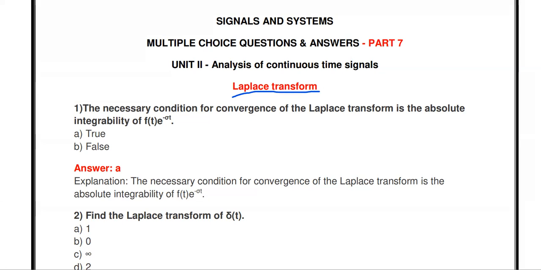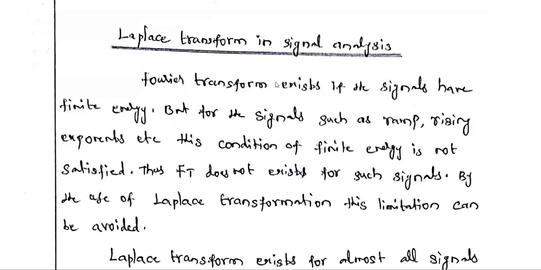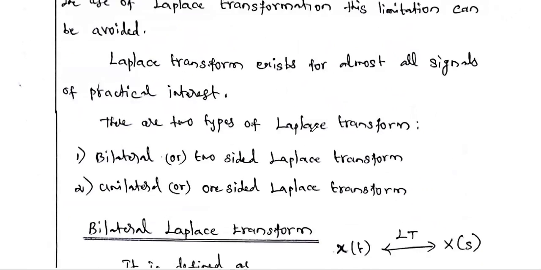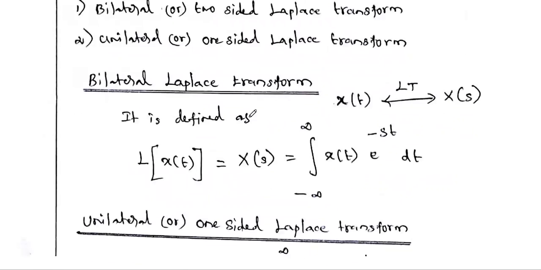So you know generally about the Laplace transform. The Laplace transform exists for most signals. The Fourier transform exists only for non-periodic signals of finite energy, but the Laplace transform is applicable for all signals. In Fourier transform, we cannot calculate the transform for a ramp signal, rising exponential, etc. But in Laplace transform, for all signals we can calculate the answer. So that is the advantage of the Laplace transform. Already we discussed these things, so now we will see the questions and answers.